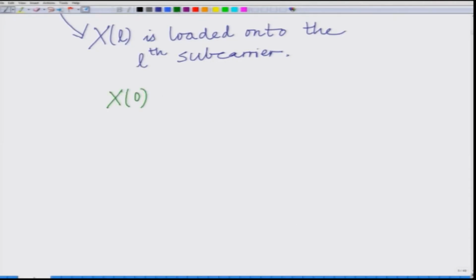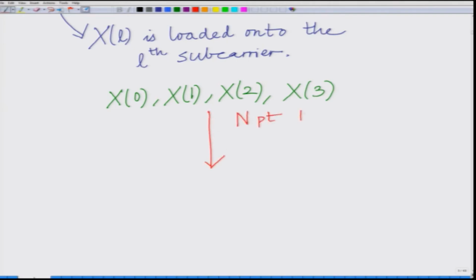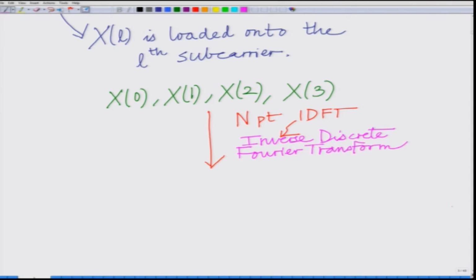Now, what does it mean to say they are loaded onto the subcarriers? This is what it means. So, we have the symbols X0, X1, X2, X3. What we are going to do with these symbols is perform the N-point IDFT. IDFT stands for the inverse discrete Fourier transform, as you should all be familiar with.